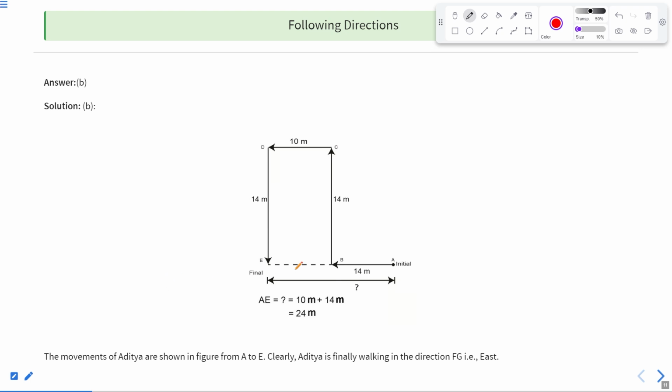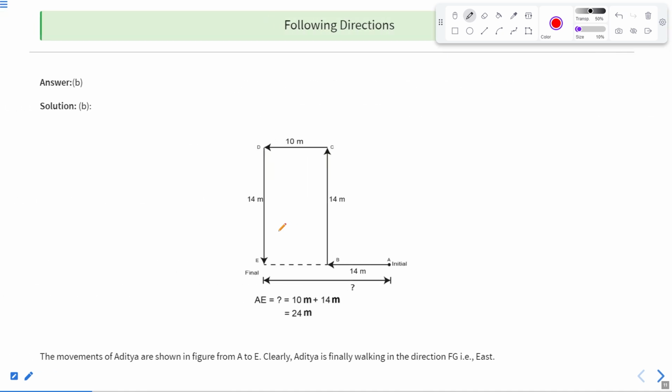As you see from this diagram, again we have the initial movement of 14 meters A to B, then next B to C 14, C to D 10, and D to E again 14 down. 14 up, 14 down cancel each other. We have two movements, AB plus CD, which is equal to 10 plus 14, 24 meters.